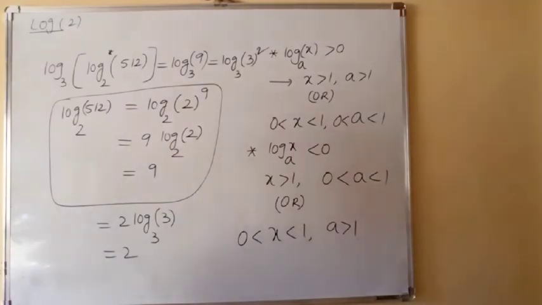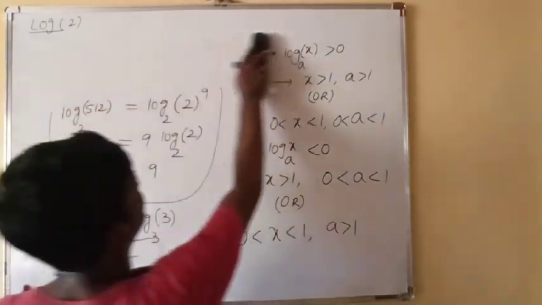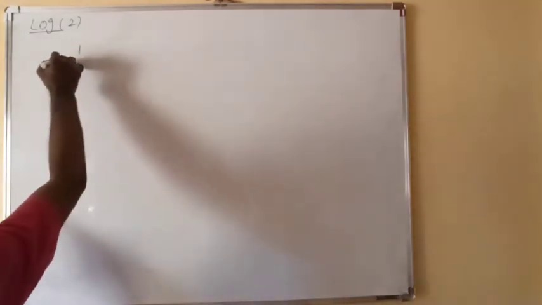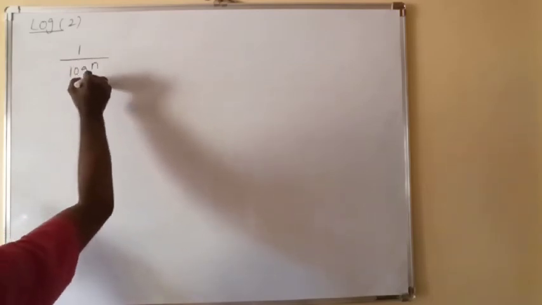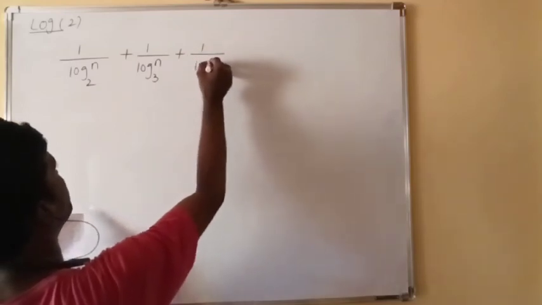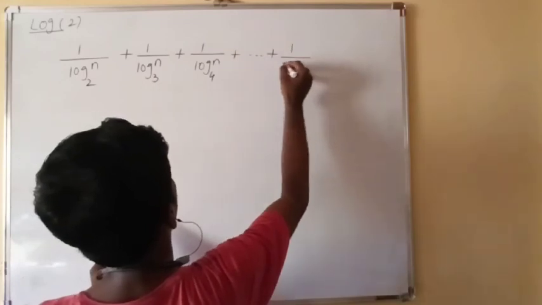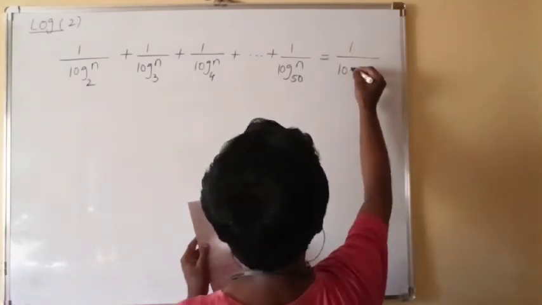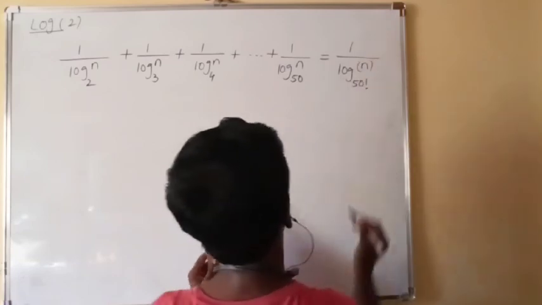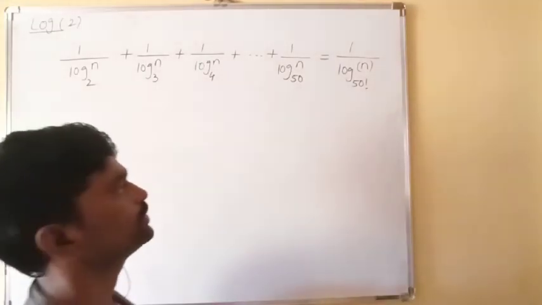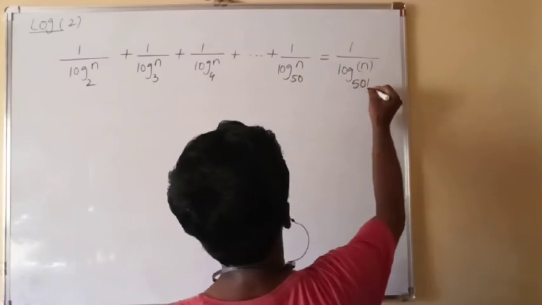So next problem. I am doing the problems based upon those fundamental laws. Prove that 1 by log n base 2 plus 1 by log n base 3 plus 1 by log n base 4 plus and so on, up to 1 by log n base 50, is equal to 1 by log n base 50 factorial. I think you are familiar with factorial. 50 factorial is 1 into 2 into 3 into 4 and so on up to 50, the product of the first 50 natural numbers.